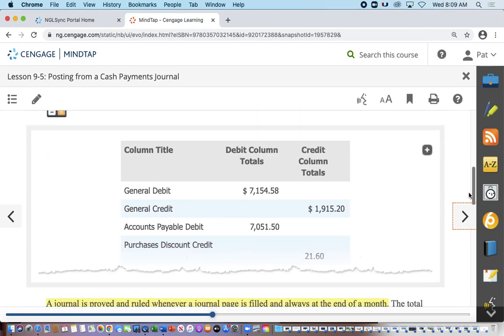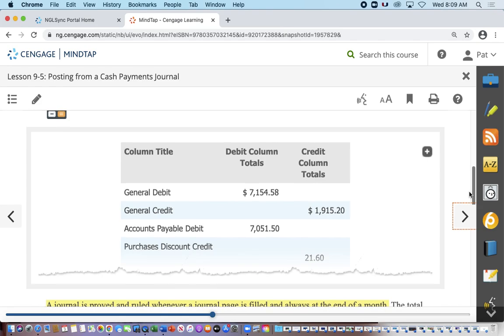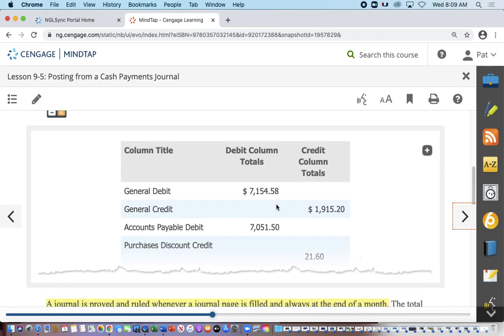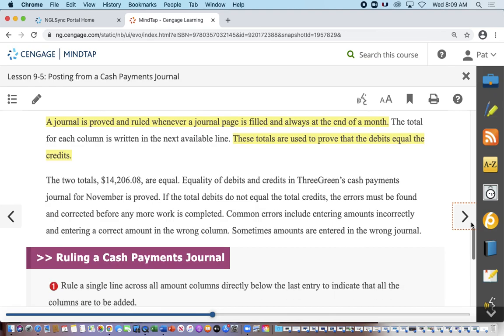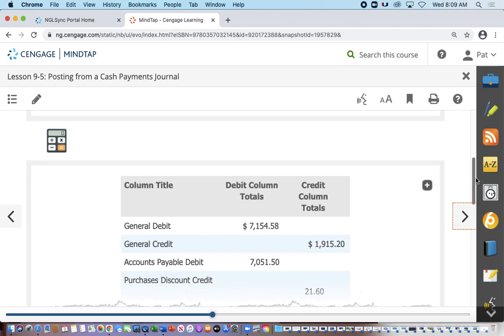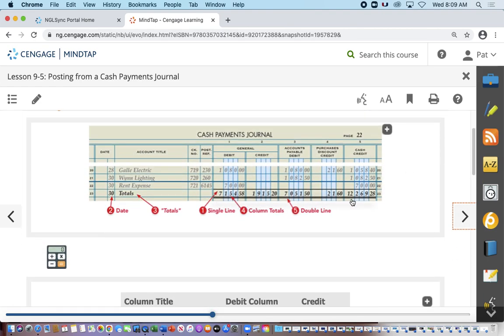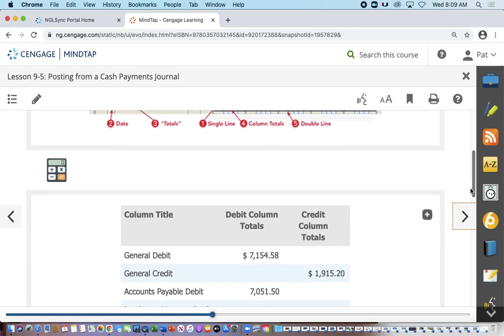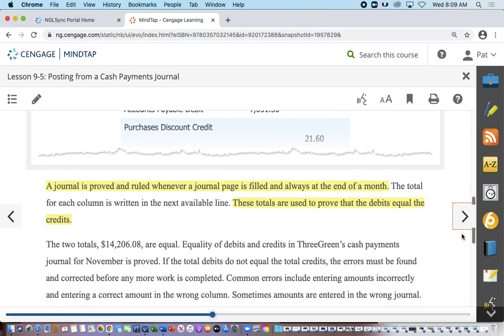They'll ask you to prove each journal. I don't think we have to prove purchase, there's only one account. Cash payments, we'll have to prove sales, and we'll have to prove cash receipts. Both those next chapter. So you just make sure debits equal credits. A journal is proved and ruled when, if it's filled out at the end of the month, debits must equal credits. That's when, once you've proved it, you would then double rule it to show that it's been proved.